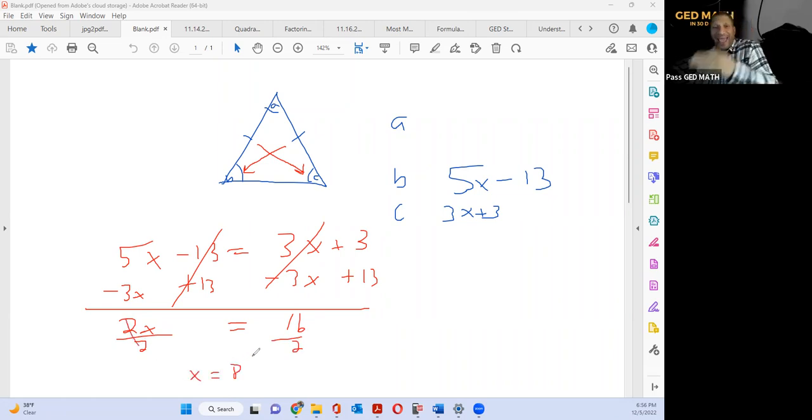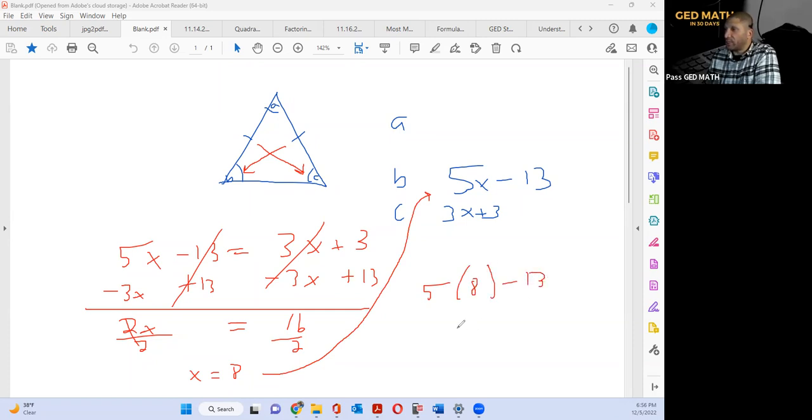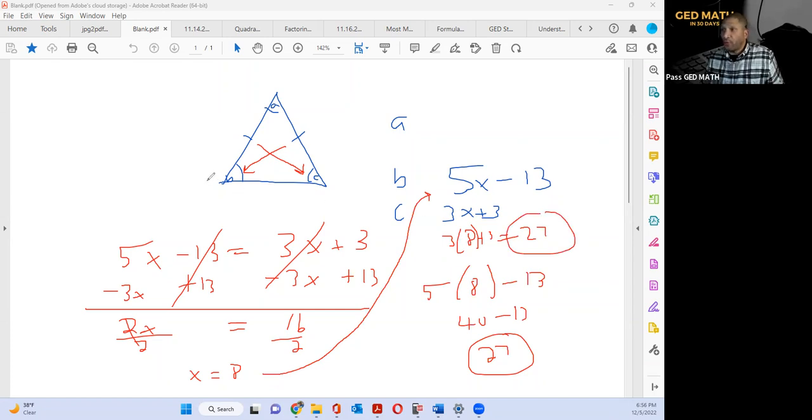Then you got to plug the 8 back into the original expressions. So I take this 8, plug it into there. So 5 times 8 minus 13. 40 minus 13 is 27. Now, if we plug the same in here, 3 times 8 plus 3. 3 times 8 is 24, plus 3 is 27. So both of these angles are 27 degrees.